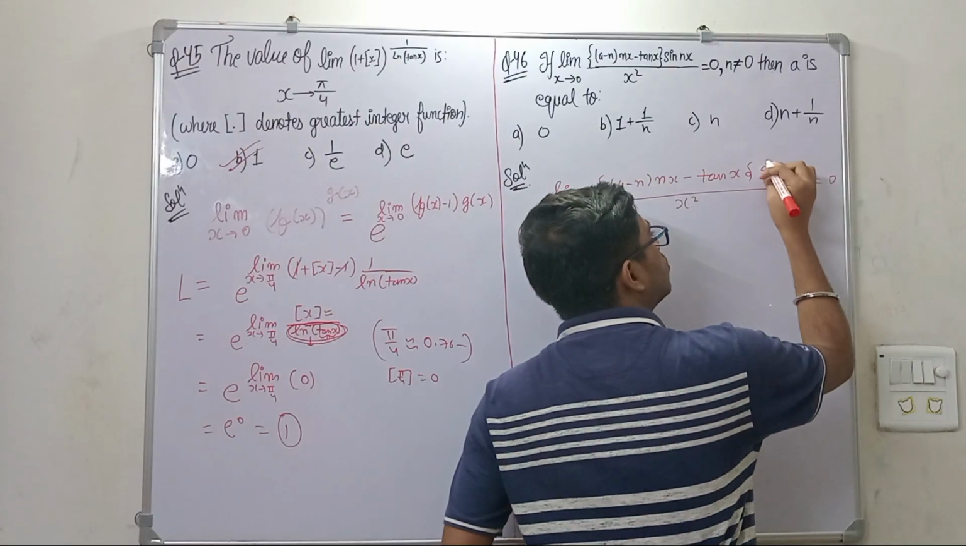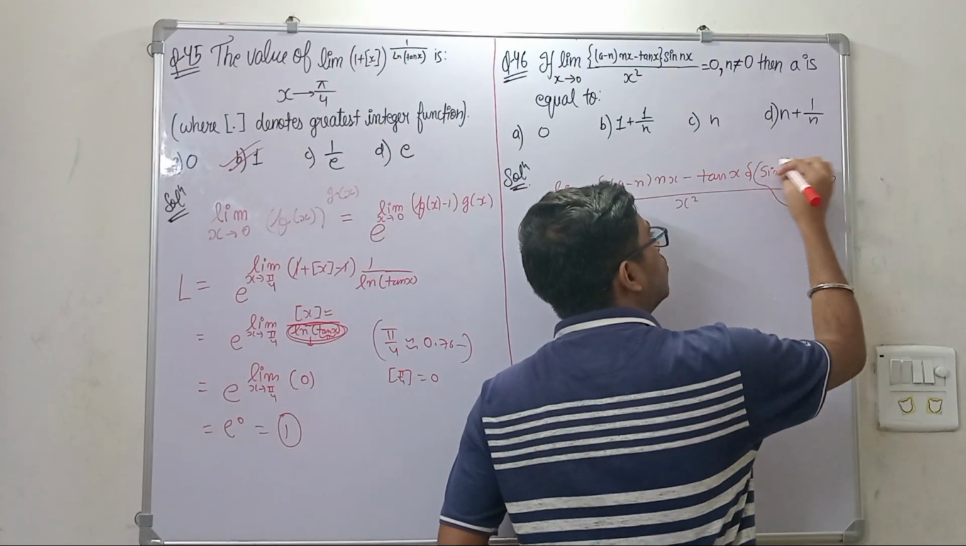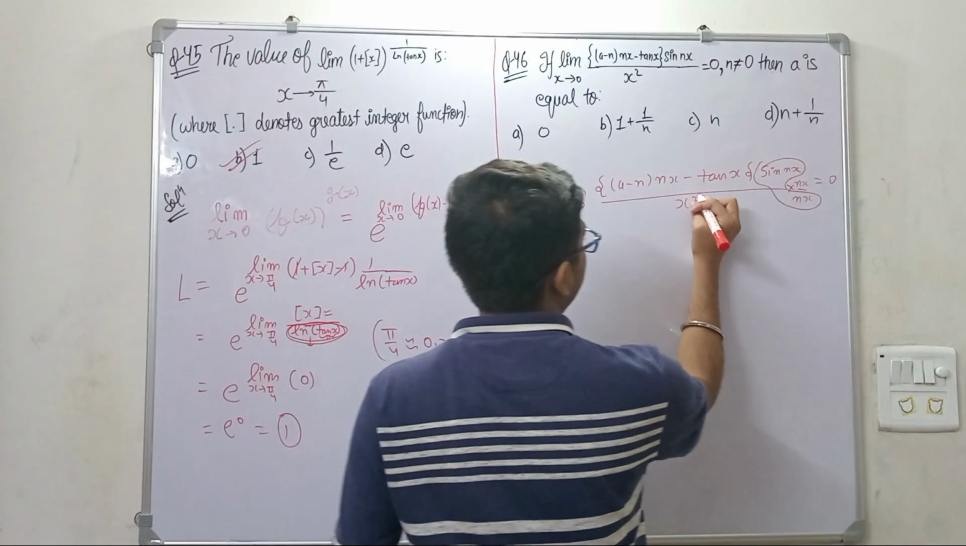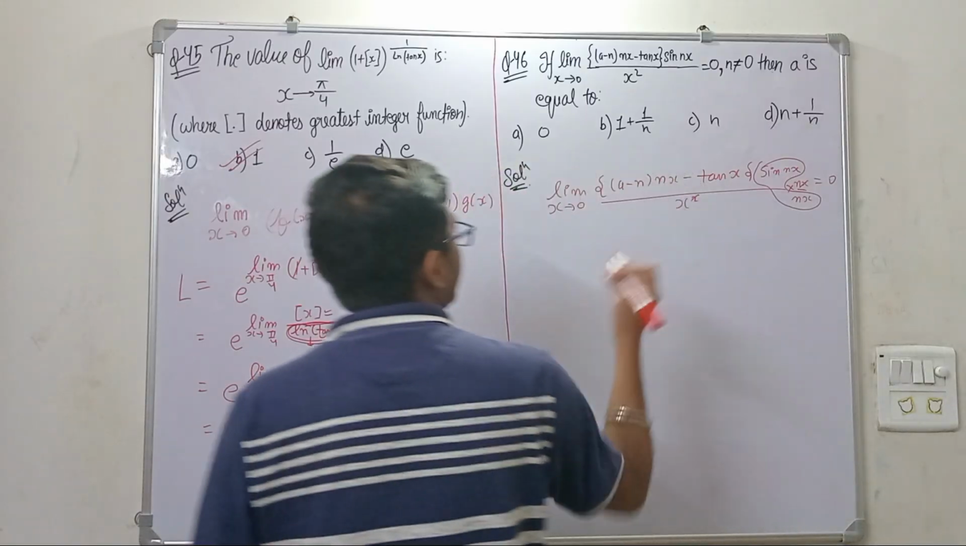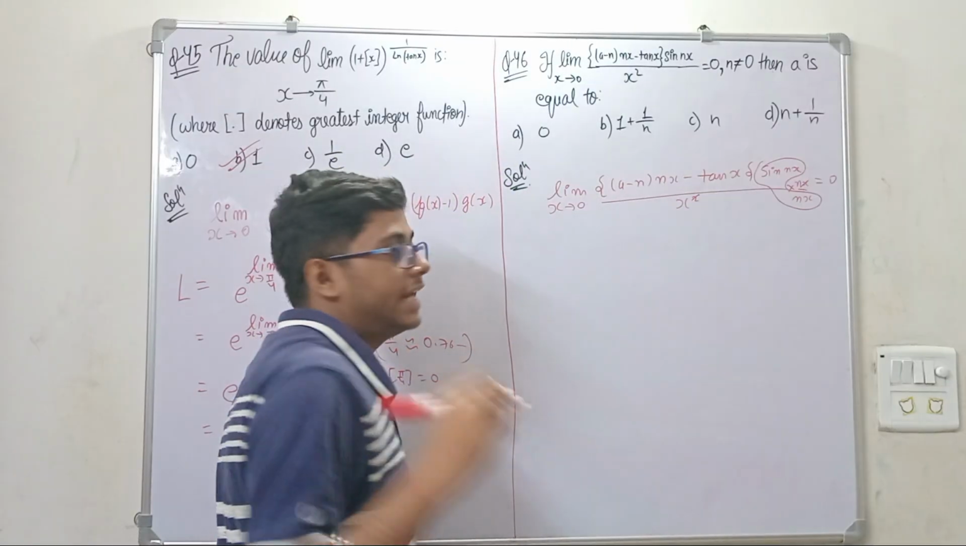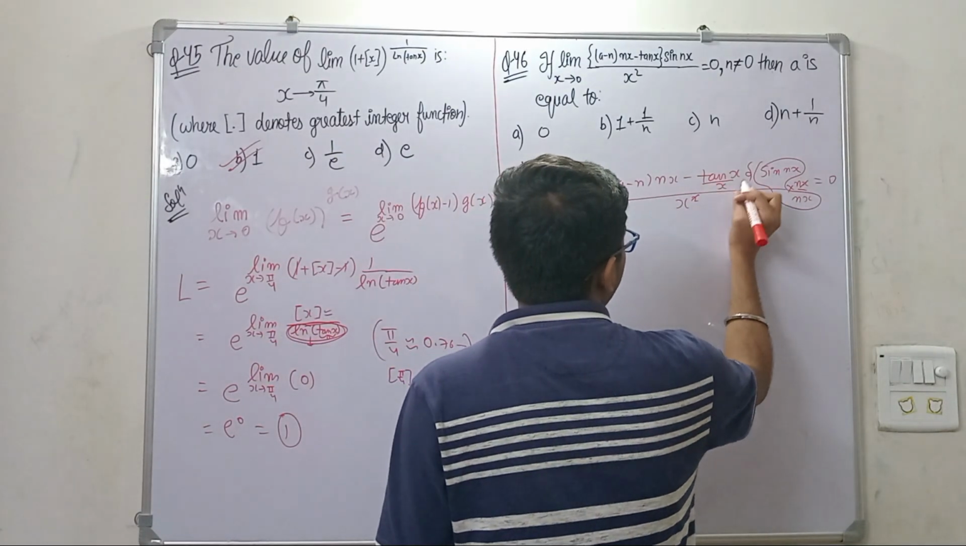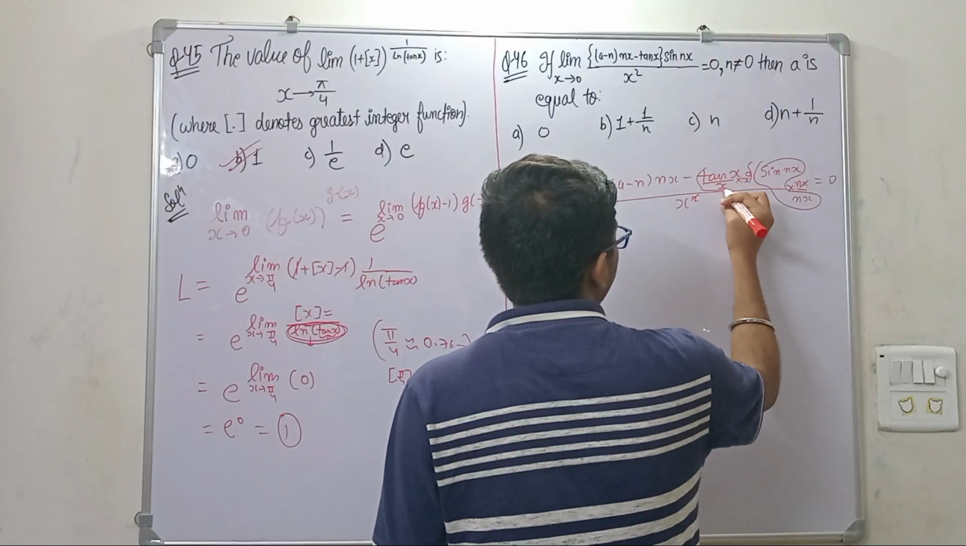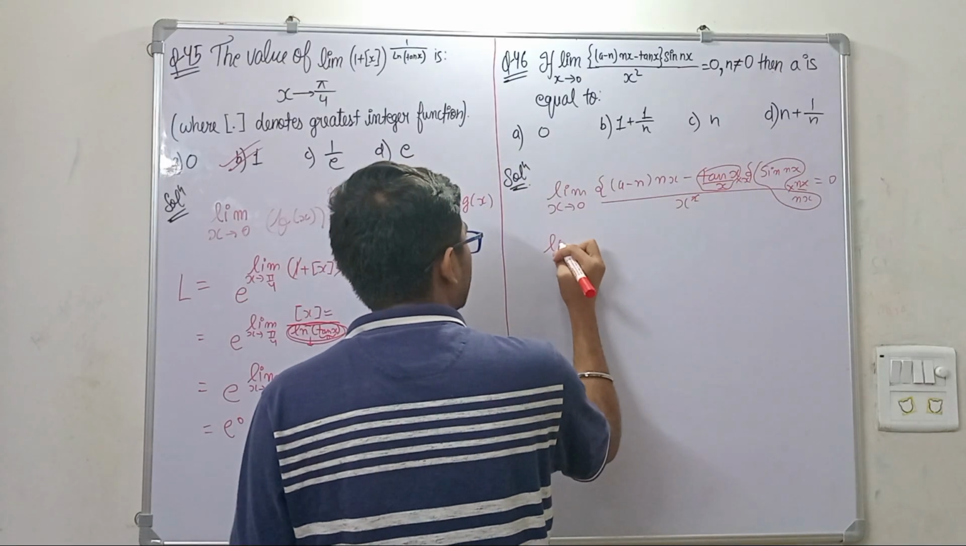So this whole thing will be equal to 1, and this will cancel. And you know limit x tends to 0, tan x by x is 1. So multiply and divide here by x. So this will be whole equal to 1. So your final limit is looking like this.